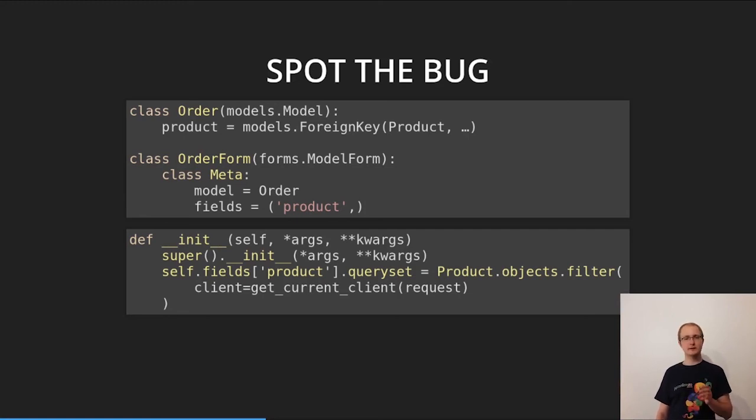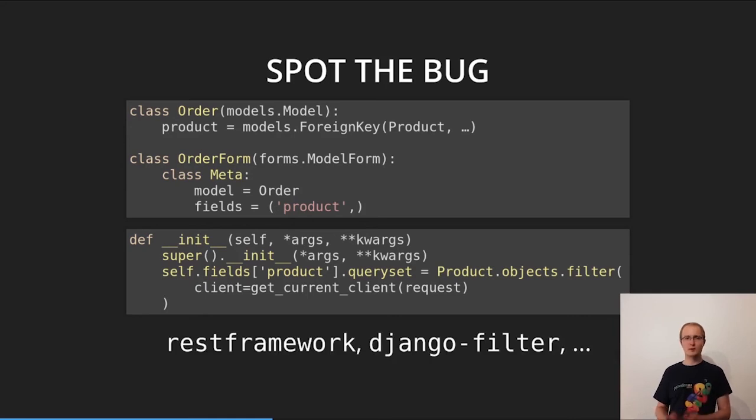And those things are not only hard to spot in the code base, they're also hard to spot during testing, because on your local development machine, for a feature you just developed, how likely is it that you actually have data in your database for multiple different clients? So you won't even notice that it will return you too many results. And I've talked about generic views and model forms and so on, but the same is true of model serializers and Django REST framework, filter sets and Django filter, and so on.